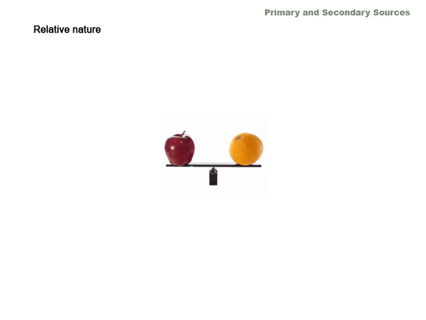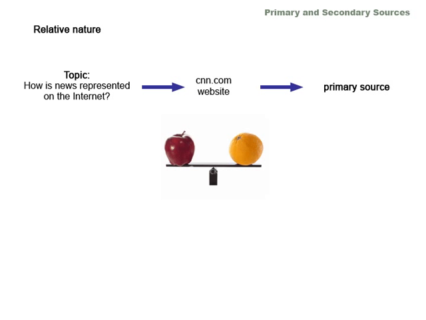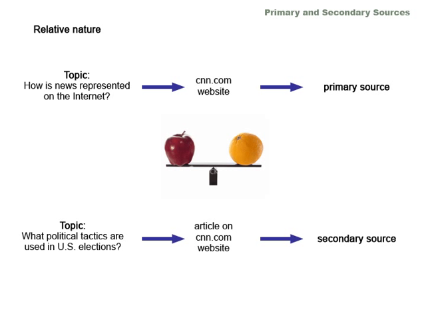A source's classification as primary or secondary can change depending on the topic that you're studying. For example, if you're writing about how news is represented on the internet, a news site like CNN.com could be considered a primary source. You're studying news on the internet, and CNN.com represents the object that you're studying. However, if you're writing about political elections and you find an article on CNN.com that analyzes them, the article would be considered a secondary source. Since you're studying elections, an article on CNN.com about them is a step removed from the object that you're studying.